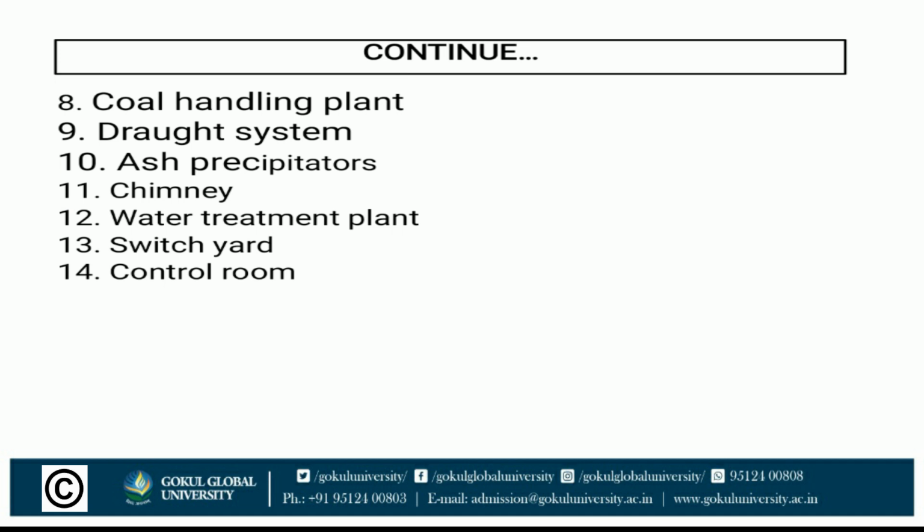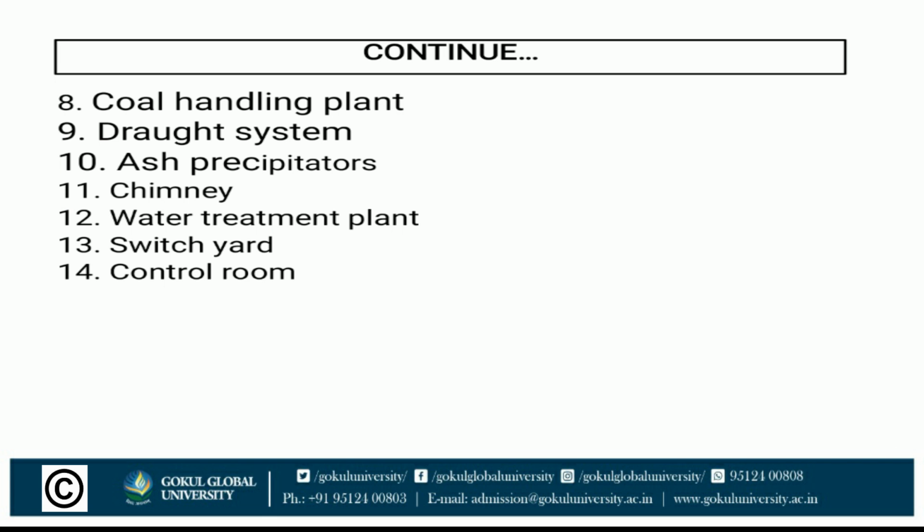Next one, coal handling plant. Wagon tripler. It is used to unload the coal when coal is transported to the plant site by rail wagon. Crusher house. It is used to crush coal to a size of 10 mm. Then coal is supplied to boiler raw coal bunkers. Coal mill. It is used to pulverize the raw coal into a fine powder before it is burnt in the boiler.